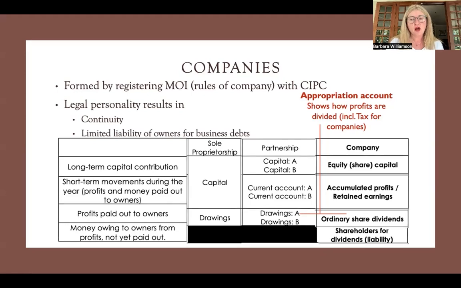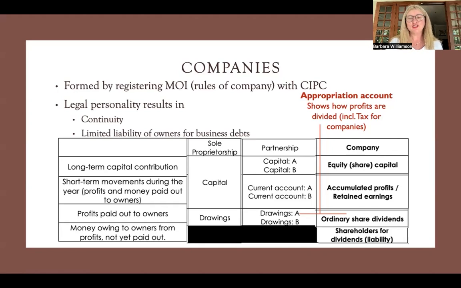The last part of this, though, is that we also have a liability account showing when we've declared dividends, but we haven't yet paid it out to the shareholders. In other words, it is still a liability. So the shareholders for dividends account is simply where we've declared dividends, not yet paid out, we owe them. And so you'd include that in your trade and other payables.